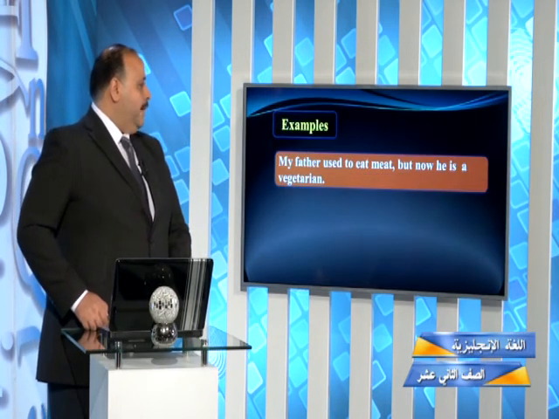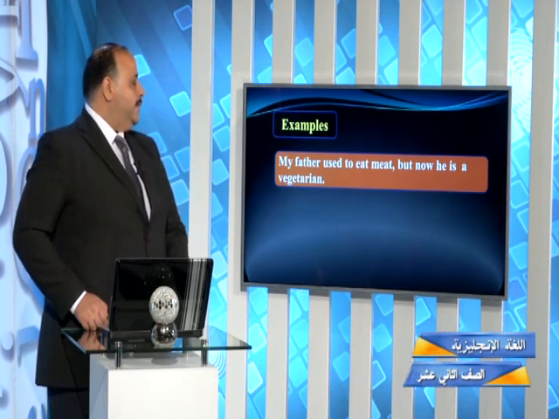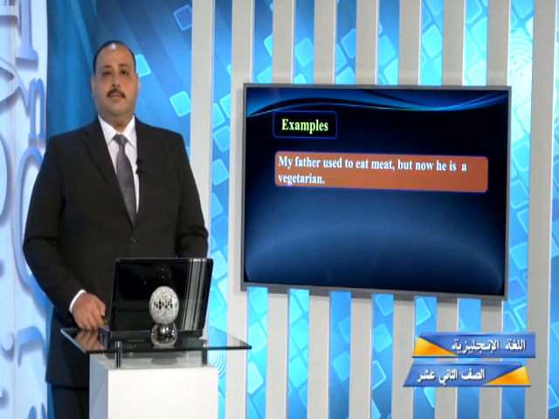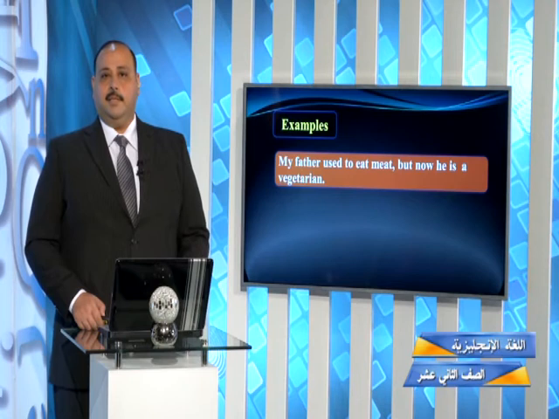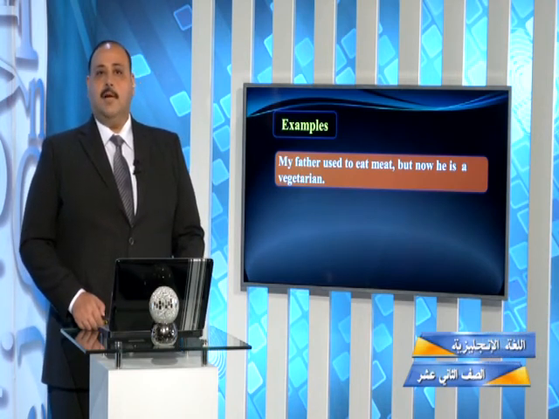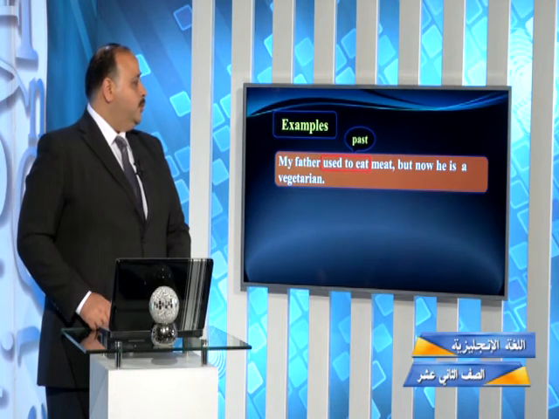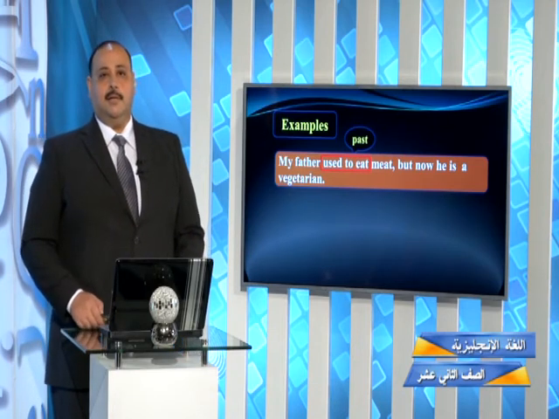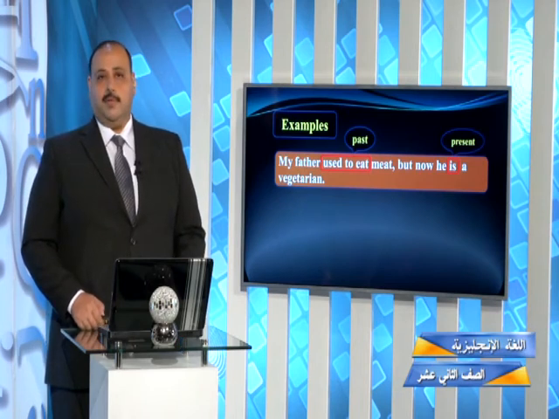Now look, my father used to eat meat, but now he is a vegetarian. Okay, look at this. My father used to eat meat. It means that he liked to eat meat in the past, but now he doesn't eat meat. That's why he is a vegetarian. See? Used to means in the past, but now we have is, which is the present.